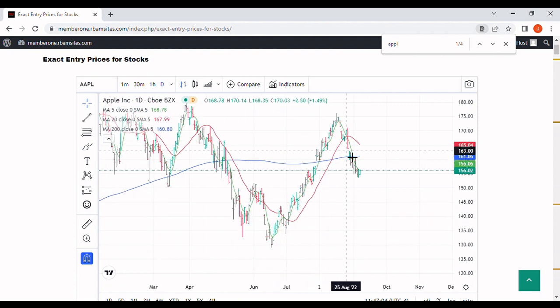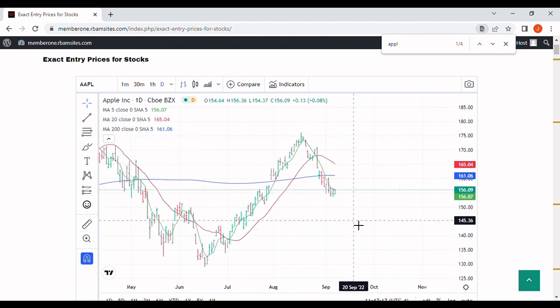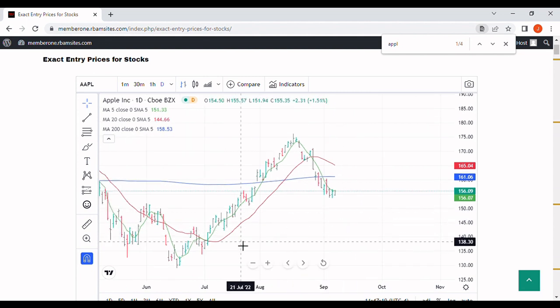Complete respect for the 20-day moving average. Went right through the 200-day moving average, and we had a nice, not straight, but almost straight 5-day moving average. So this was a great little, actually a great huge rally in Apple stock. So where are we today? Let's expand it out and take a look.